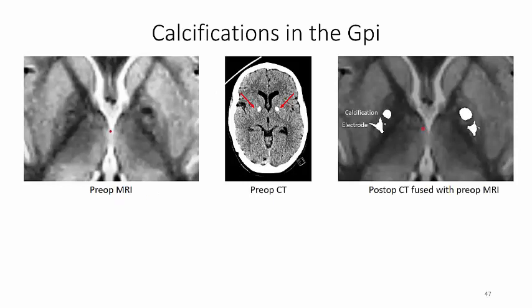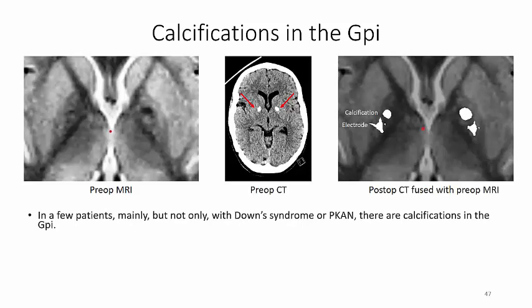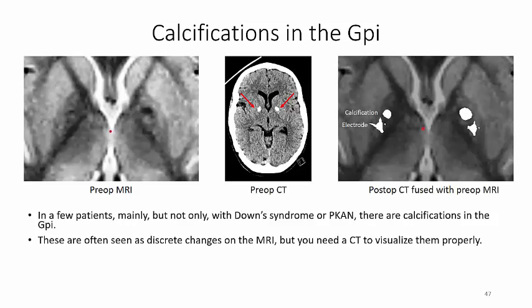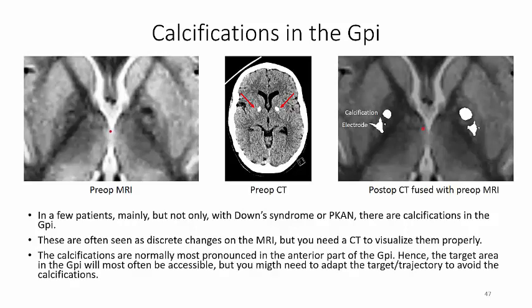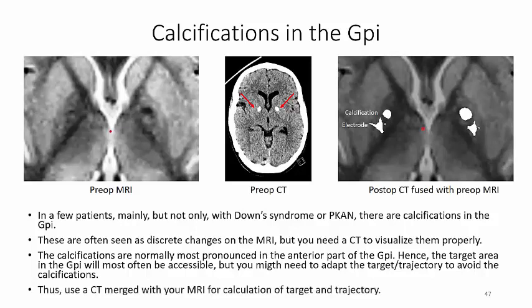Regarding calcifications in the GPI, in a few patients, mainly but not only with Down syndrome and PCAN, there are significant calcifications in the GPI. These are often seen as discrete changes on the MRI, but you need a CT to visualize them properly. The calcifications are normally most pronounced in the anterior part of the GPI. Hence, the target area in the GPI will most often be accessible, but you might need to adapt the target or trajectory to avoid the calcifications. Thus, use a CT merged with your MRI for calculation of target and trajectory in these patients.